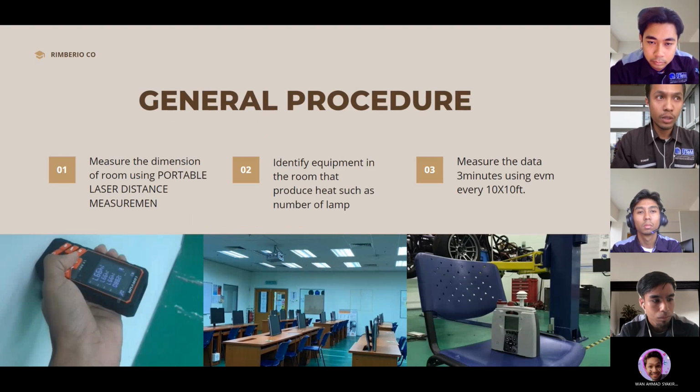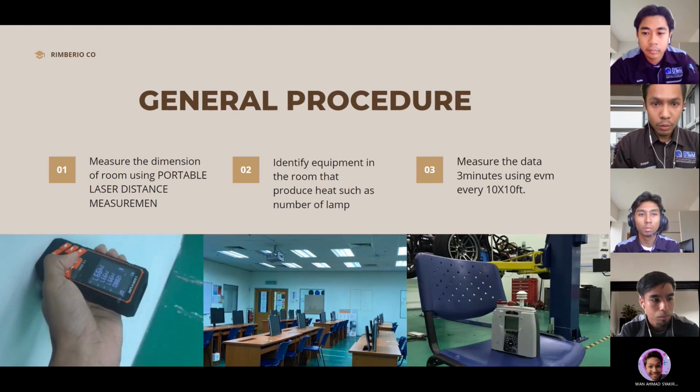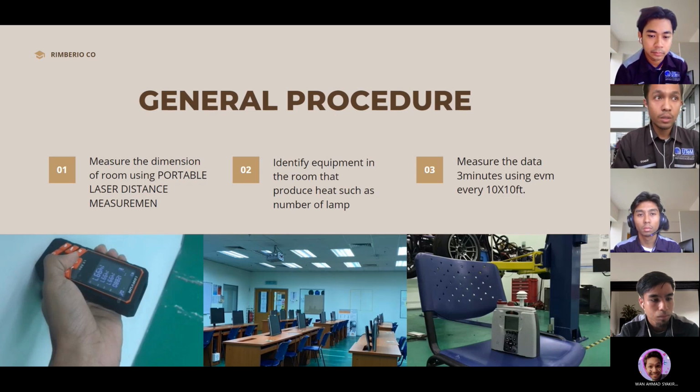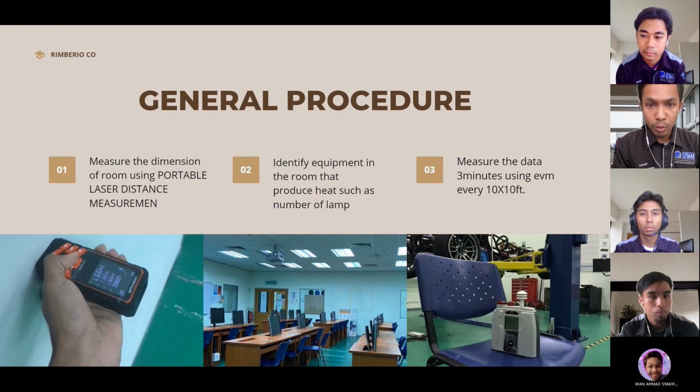So this is our general procedure during this investigation. Firstly, we measure the dimensions of the room using the portable laser distance measure. The length, height, and width can be measured accurately by using the laser equipment. Next, we identify equipment in the room that produces heat, such as the number of lamps and monitors. And finally, we measure the data for 3 minutes using the EVM every 10 times 10 feet.